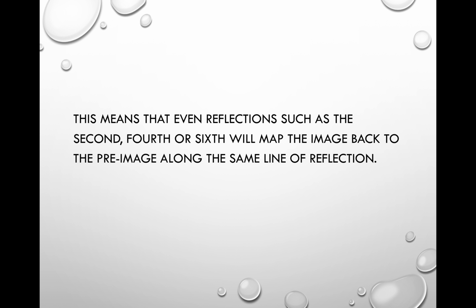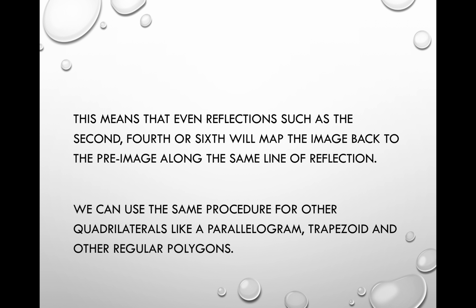So this means that even reflections such as the second, fourth, or sixth will map the image back to the pre-image along the same line of reflection. We can use the same procedure for other quadrilaterals like a parallelogram, trapezoid. It can be done on pretty much any type of figure.